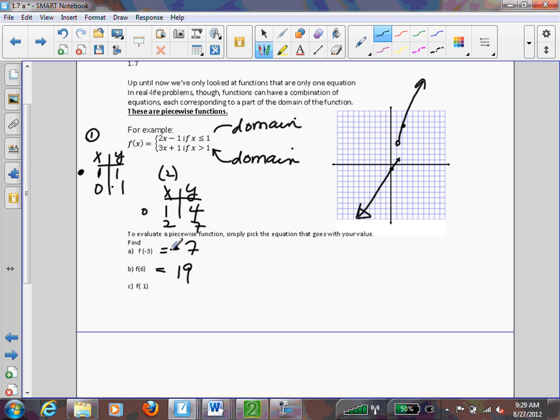And at 1, which one am I going to plug it into? Why not the second? Because it's not equal to. So that means I get 1. All good?